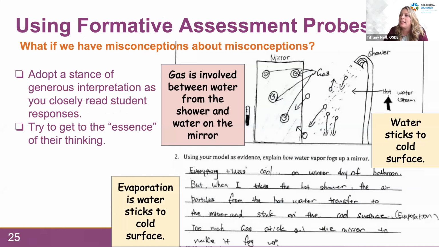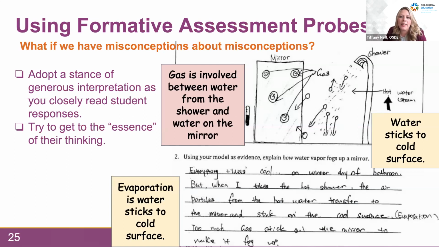And you can see for me as a teacher, from the drawing, I get a sense that the student believes that gas is involved between water from the shower and water on the mirror. So they know that there's some sort of connection, and I can see that from the arrows that are going from the shower to the mirror. I also see through their explanation that the student believes that water sticks to cold surfaces, and that evaporation is water sticking to cold surfaces.